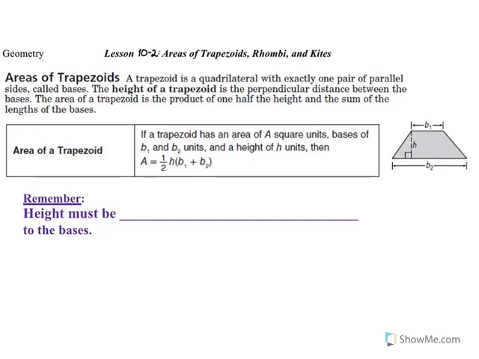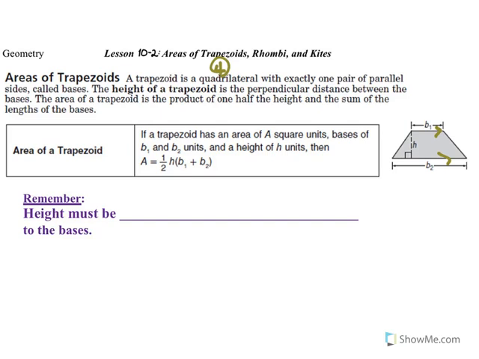Now we're going to the back side of your notes. This is 10.2, area of trapezoids, rhombi, and kites. So, area of trapezoids. A trapezoid is a quadrilateral, a four-sided figure, with exactly one pair of parallel sides called bases. So the sides that are parallel are the bases, B1 and B2. Let me move this guy so you can see B1. B1 is the shorter one, B2 is the longer one. Actually, it doesn't matter. You'll see in a second.